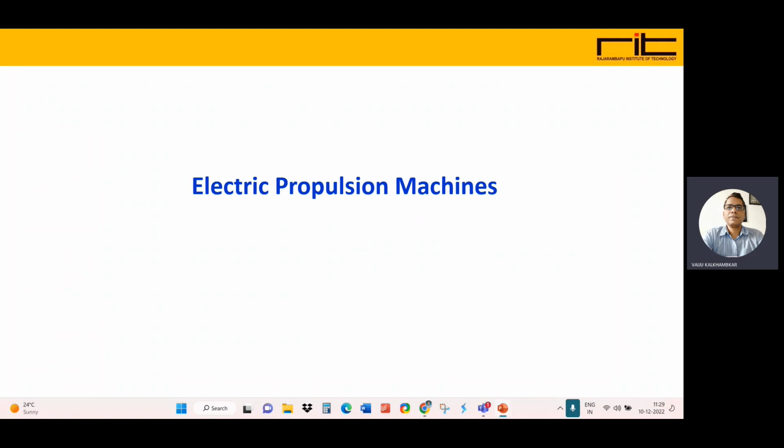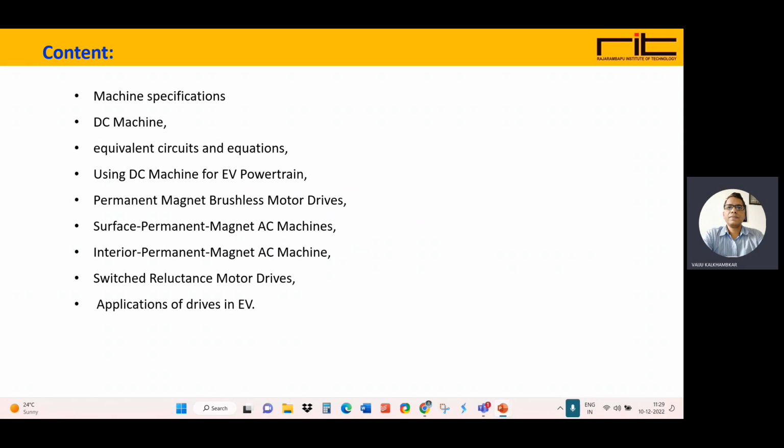We will discuss electric propulsion machines. Mainly, we will discuss the DC machine for propulsion, electric vehicle powertrain, permanent magnet motor drives, surface permanent magnet AC machines, interior permanent magnet AC machine, switched reluctance motor drive, and applications of drives in electric vehicles.